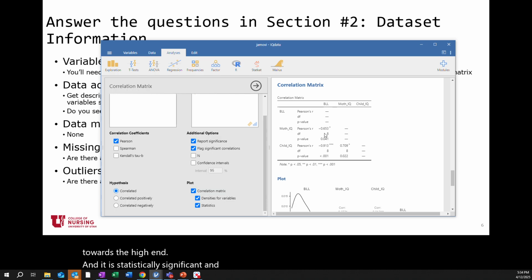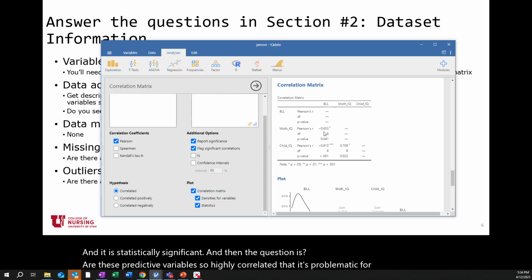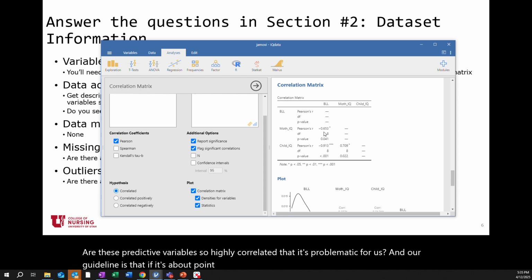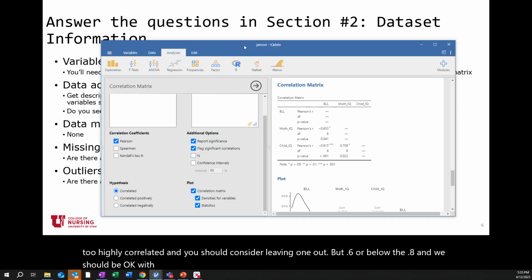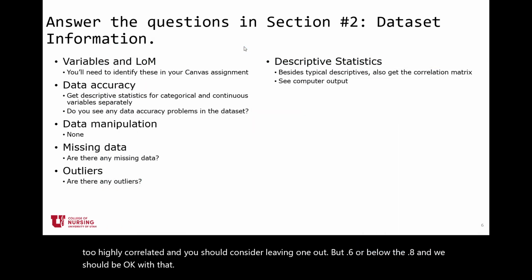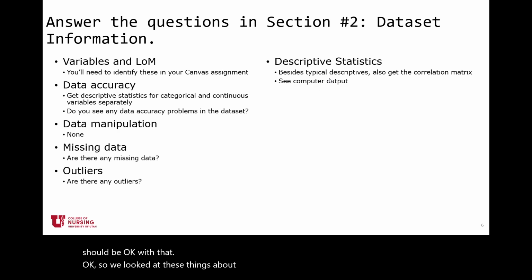And then the question is, are these predictor variables so highly correlated that it's problematic for us? Our guideline is that if it's about 0.8 or above, you want to consider that the predictors might be too highly correlated, and you should consider leaving one out. But at 0.6, below the 0.8, we should be okay with that. Okay, so we looked at these things about our data set before moving into our analysis.